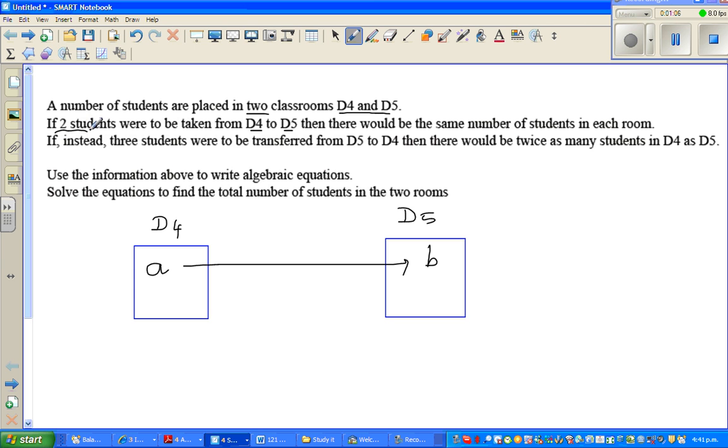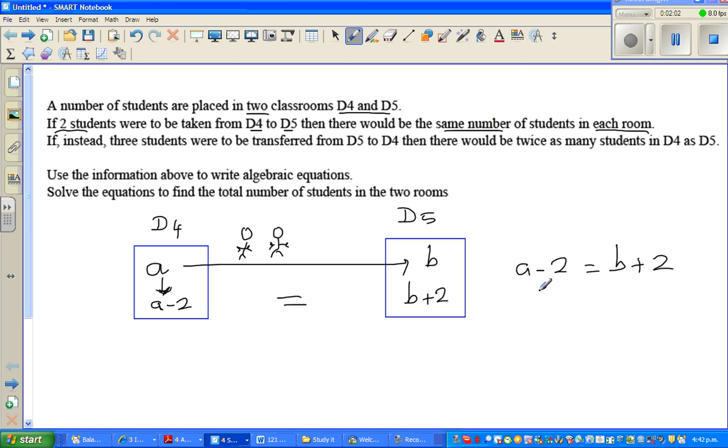Now if two students are taken from D4 to D5, so you take away two students from here. So the first situation is two students going from D4 to D5. So what will happen? This will become A minus 2 and this will become B plus 2. Am I making sense? This room will have two fewer students and this room will have two more. Then there would be the same number of students in each room. So can I say this will become equal to this? So I can say A minus 2 is equal to B plus 2.